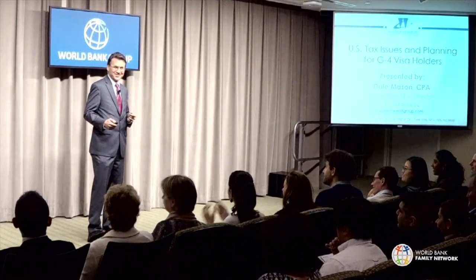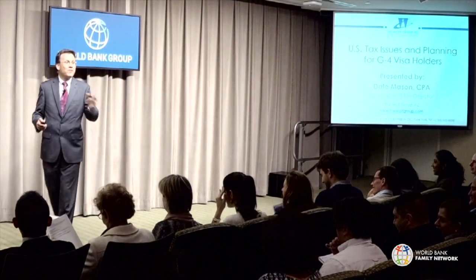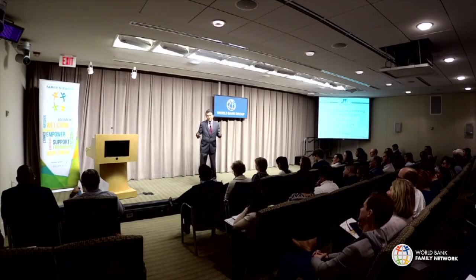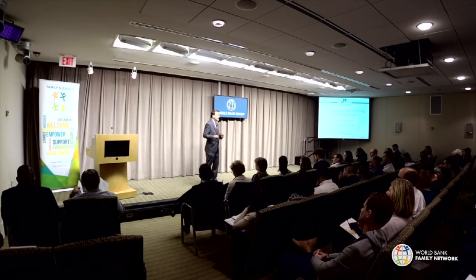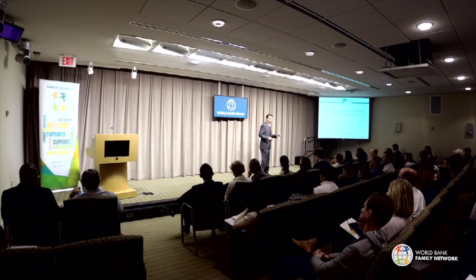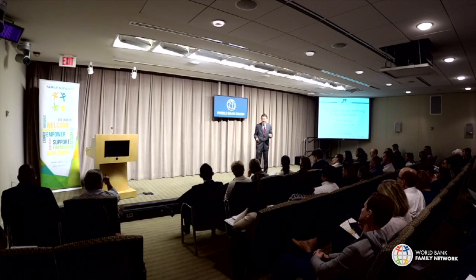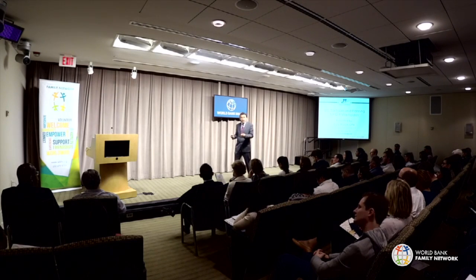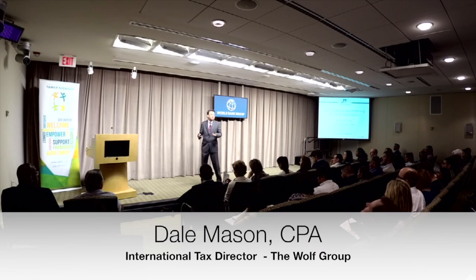Isn't that fabulous? All right, so what Monica was saying is that the tax code in the United States is the most difficult in the entire world. I know because I've counted, and there are 4 million words in the Internal Revenue Code, and it changes all the time. And today we're going to be talking about the taxation of G4 visa holders, as well as the taxation of their spouses, the G4 dependent spouses.